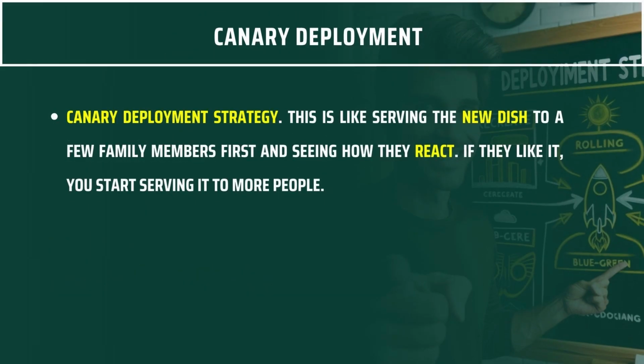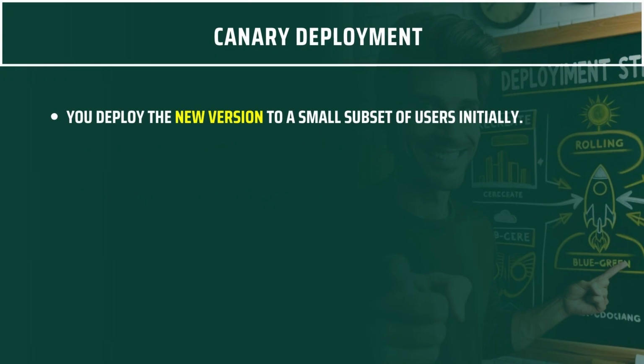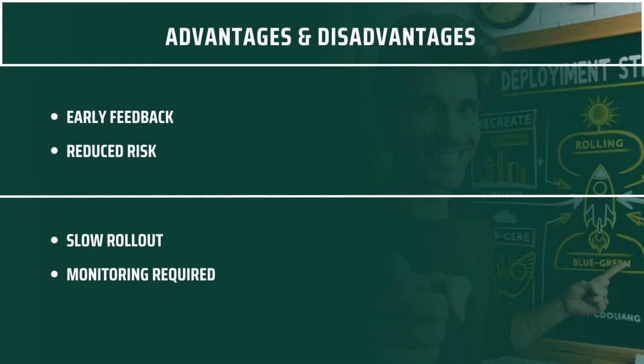Now let's talk about Canary deployment strategy, where imagine serving the new dish to a few family members first and seeing how they react. If they like it, you start serving it to more people. Similarly, you deploy the newer version to a smaller subset of users initially and wait for the feedback. Here are the advantages and disadvantages of this deployment strategy.